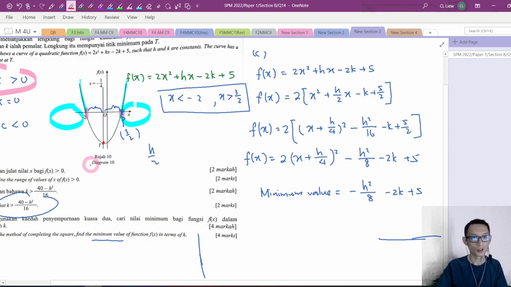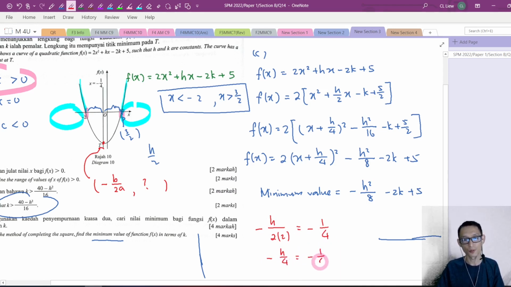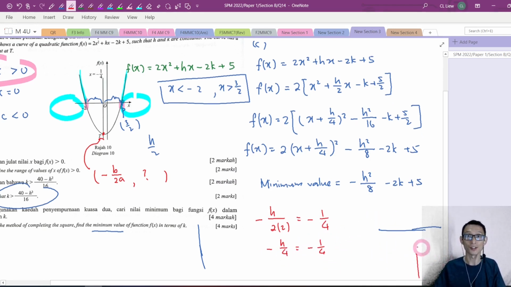As I told just now, for the minimum point or maximum point, the x coordinate will always be equal to negative b over 2a, right? So given by the question x is equal to negative 1 over 4, from here we know that negative b over 2a will actually equal to negative 1 over 4, right? So negative b over 2a is equal to negative 1 over 4. So this is negative h over 4. So from here, we know that h is actually equal to 1.